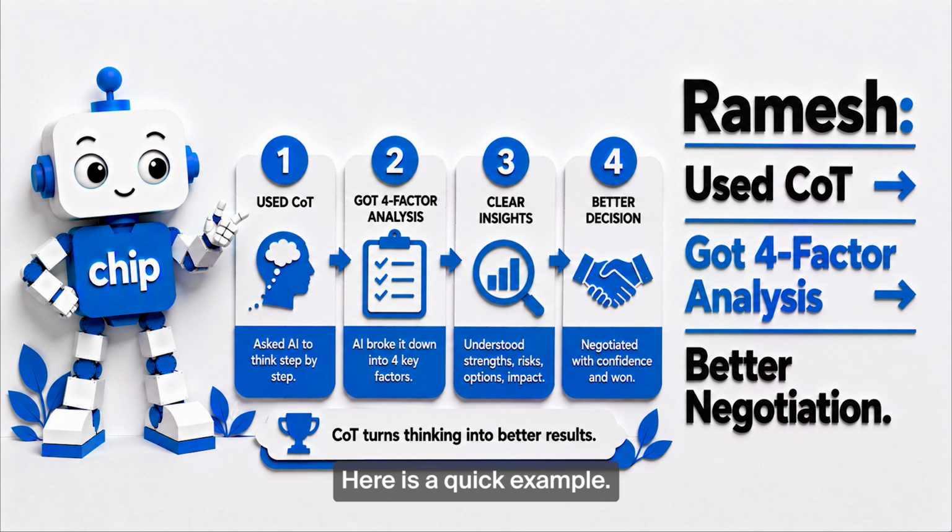Here is a quick example. Ramesh runs a hardware shop in Pune. A bulk buyer offered him a large order for plumbing supplies at a 15% lower margin than usual. He typed this into Copilot: I run a hardware shop in Pune. My usual margin on plumbing supplies is 20%. A customer wants a bulk order of 50,000 rupees but wants a 15% discount. Analyze each factor step by step: cash flow, relationship value, opportunity cost, risk, before giving a recommendation.